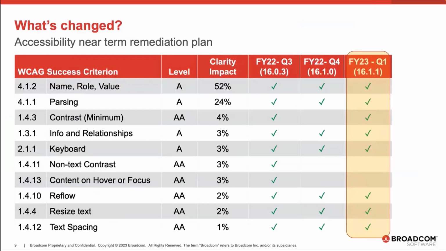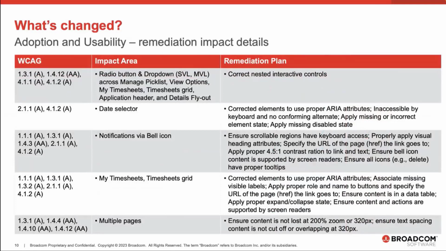Of course, as I said before, an accessibility program is never truly complete, but this table captures the near-term remediation plan from an accessibility perspective for each of the impacted WCAG success criterion. As mentioned, this release includes updates across multiple WCAG success criterion. And as you can see in this table, remediation for a given impact area spans multiple success criterion. I'm not going to go through the slide in detail. This table can serve as a reference for Clarity administrators or users if needed.